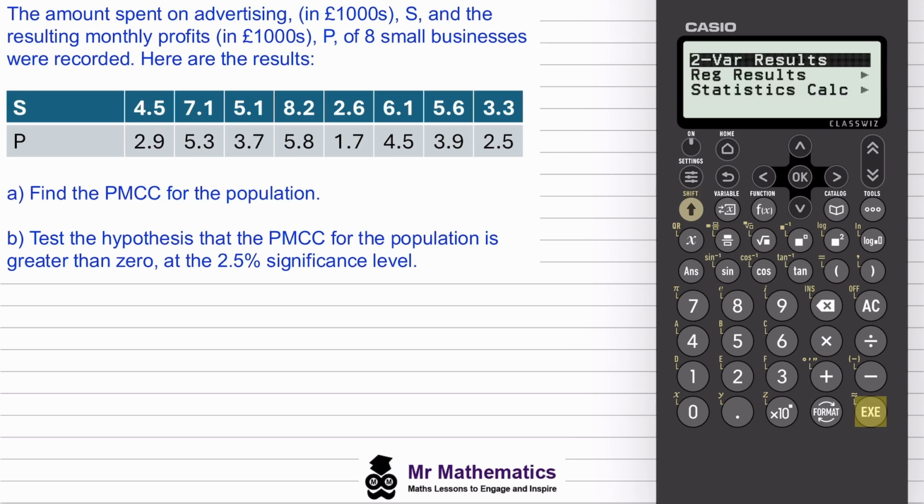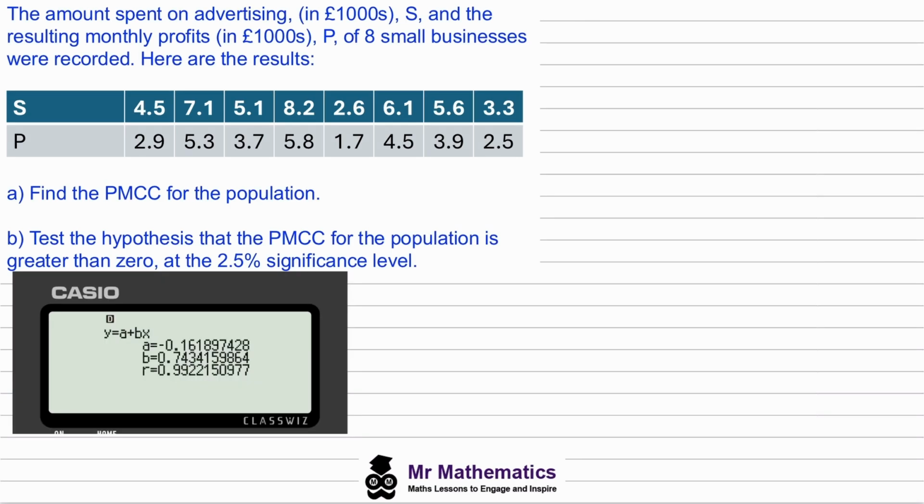And then we can press execute, and we want the regression results. And we want the linear regression, which is y equals a plus bx. And I'll screenshot these results. So our PMCC value is this value r, which we call rho, 0.99221. So this will be our test statistic, PMCC 0.992.